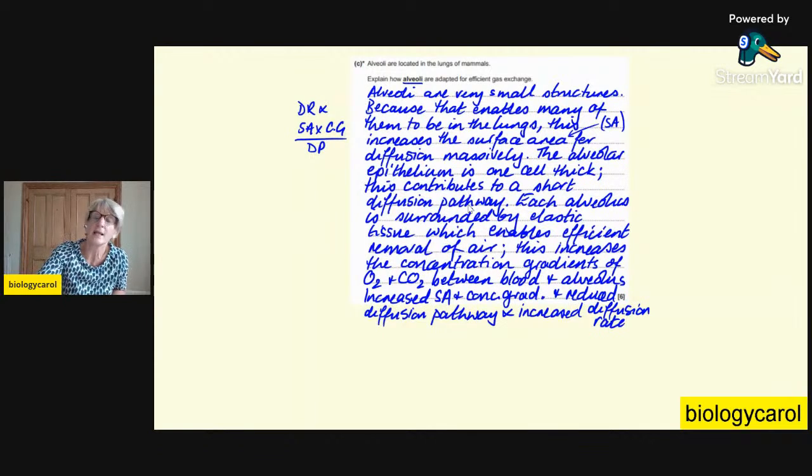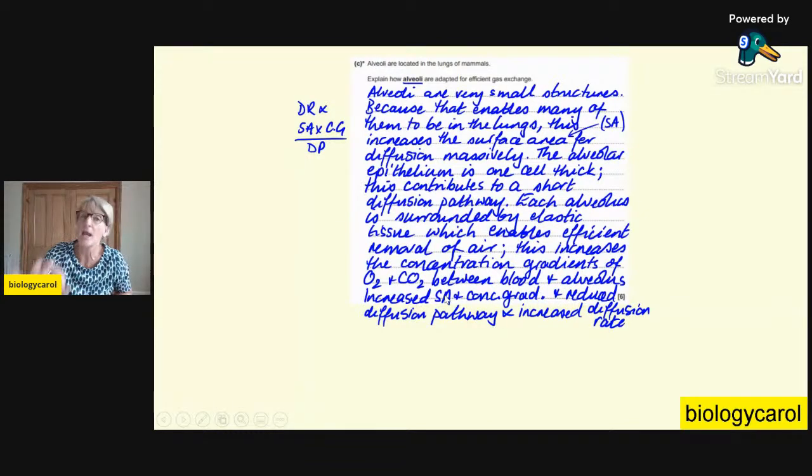Each alveolus is surrounded by elastic tissue, because here am I thinking about the adaptations of the alveoli or an alveolus. I did not include anything about blood flow here because I was very scared that that would not be seen as an adaptation of an alveolus. So I'm sticking to alveolus. Each alveolus is surrounded by elastic tissue, which enables efficient removal of air, because that elastic tissue stretches and then recoils. So this increases the concentration gradient of oxygen and CO2 between the blood and the alveolus.